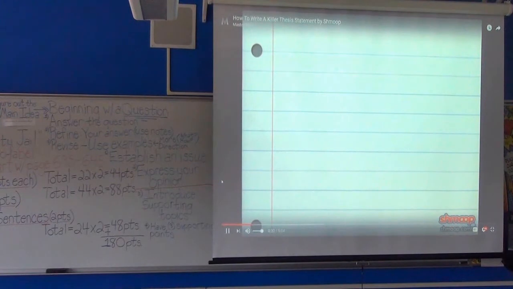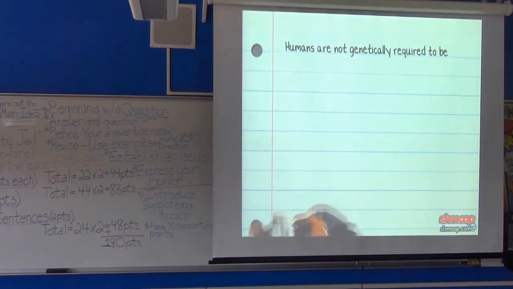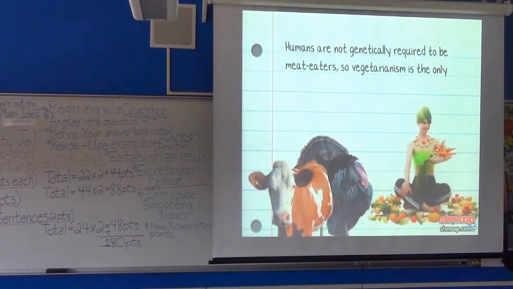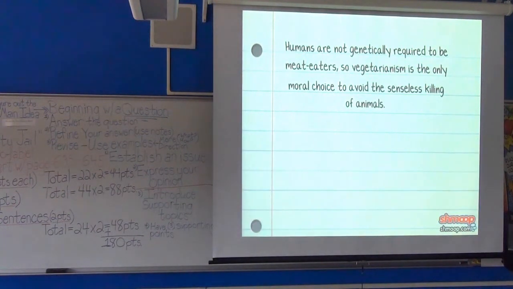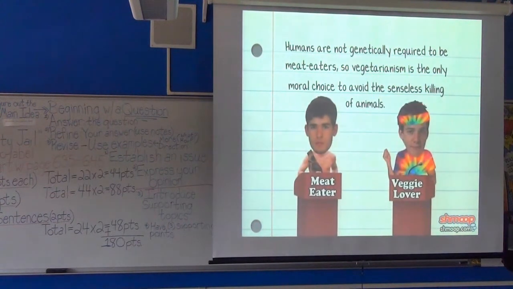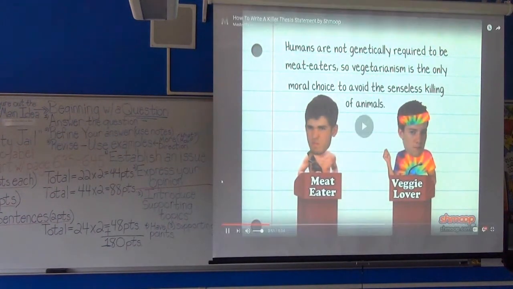Here's an example. Humans are not genetically required to be meat eaters, so vegetarianism is the only moral choice to avoid the senseless killing of animals. That's an opinion. It states a valid point, expresses a strong opinion, and can be supported with facts. Doesn't mean it's necessarily true, but it can definitely be debated.